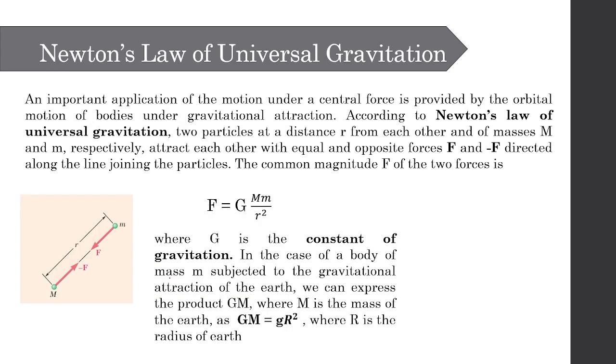Newton's law of universal gravitation. This is Newton's law of universal gravitation, where G is the gravitational constant, m is the mass of the earth, and r is the radius of the earth.